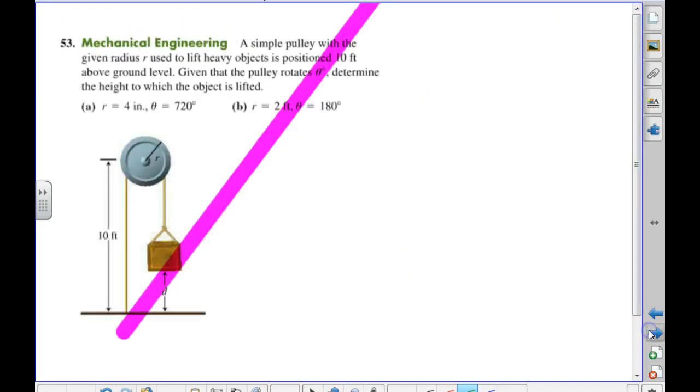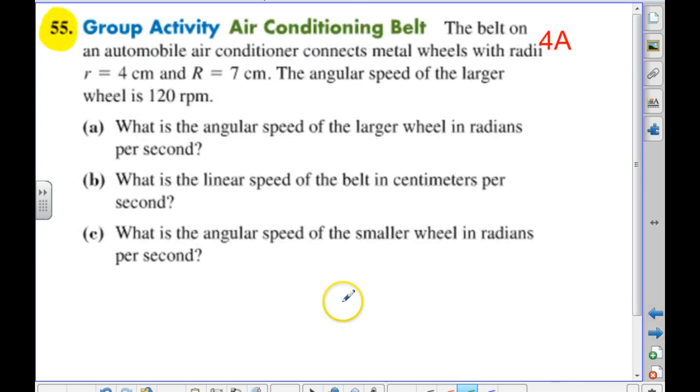I am skipping to problem 55. Okay, I want to get 55 done and in our notes.